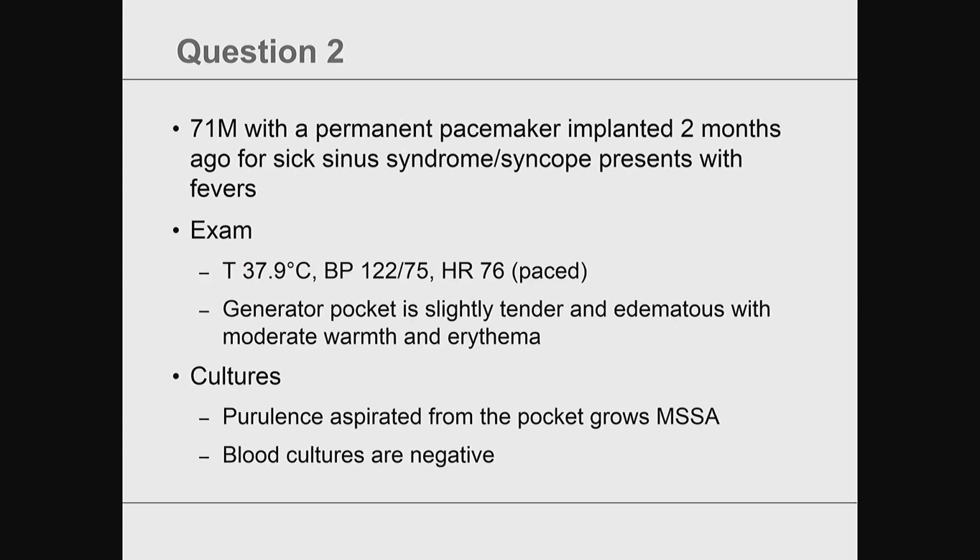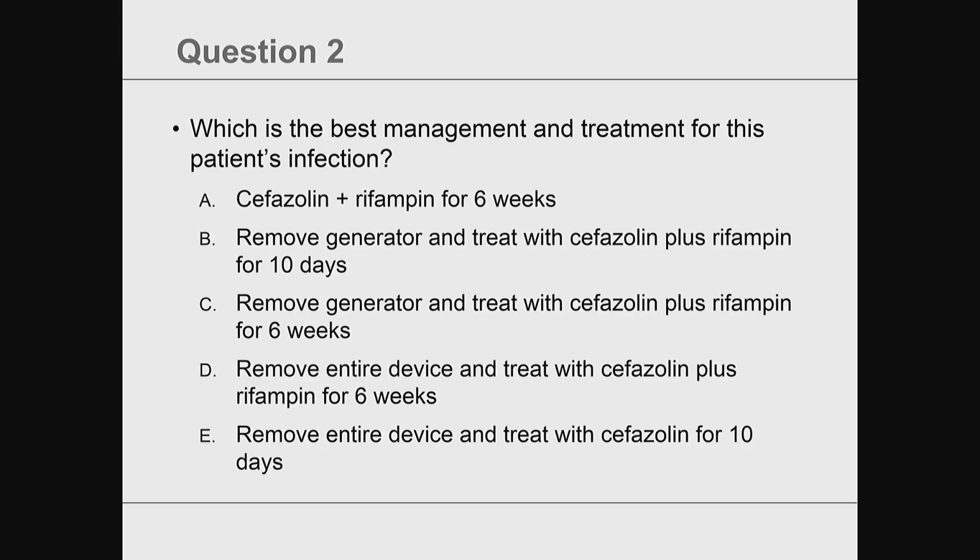Question 2. A 71-year-old gentleman with a permanent pacemaker that had been implanted 2 months ago for sick sinus syndrome and syncopal episodes, who presents with fevers. On exam, he's febrile to 37.9 degrees Celsius, blood pressure 122/75, and his heart rate is 76 and paced. He has a generator pocket that is slightly tender and edematous with moderate warmth and erythema around it. Blood cultures are negative, and purulence aspirated from the pocket grows methicillin-susceptible Staph aureus. Which is the best management and treatment for this patient's infection?